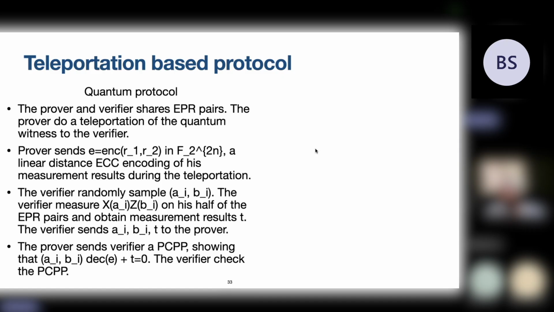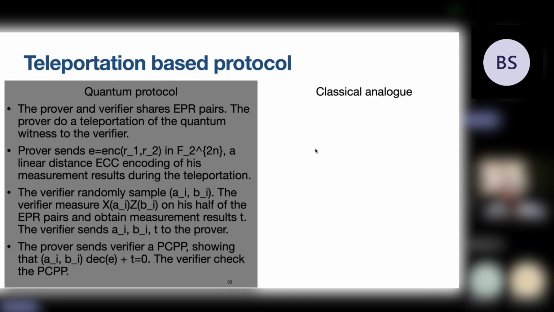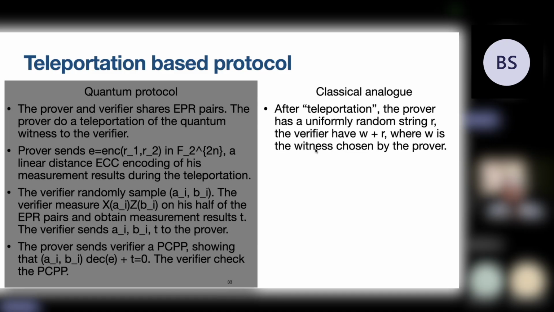So here it writes the quantum protocol, and I think I will just present the classical analog. So in the first step, the prover and verifier share EPR pairs, and the prover does a teleportation to send the quantum witness to the verifier. After the teleportation, the prover is going to have two random strings A and B. The verifier is going to have the teleported state, which is the original quantum state, but being applied by X^A and Z^B.